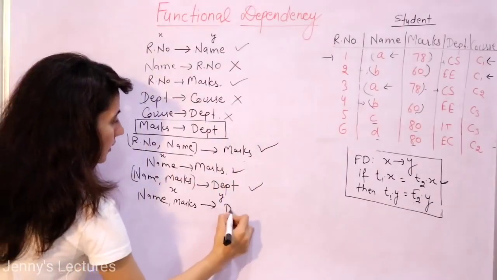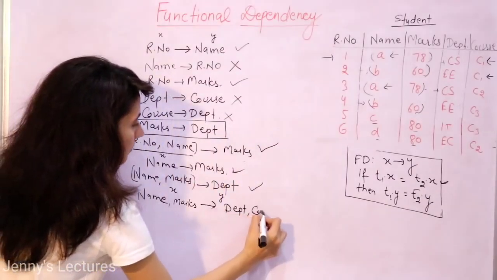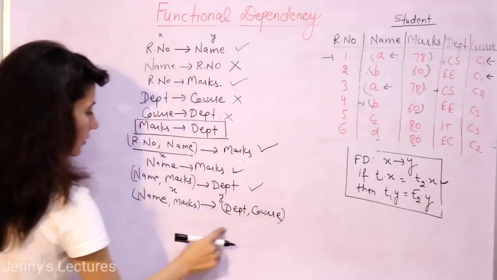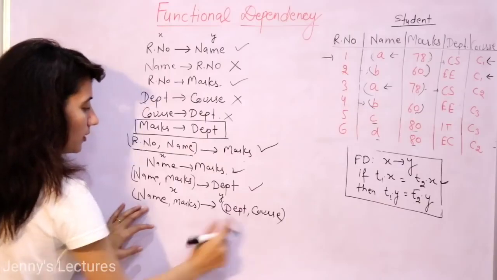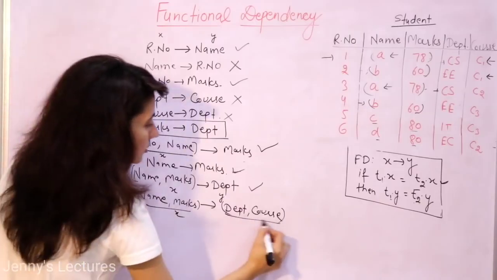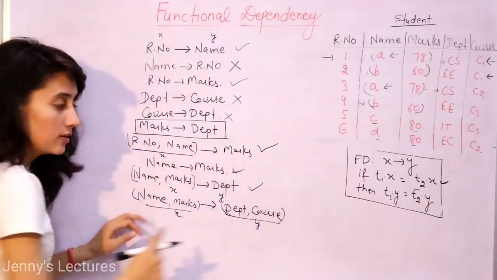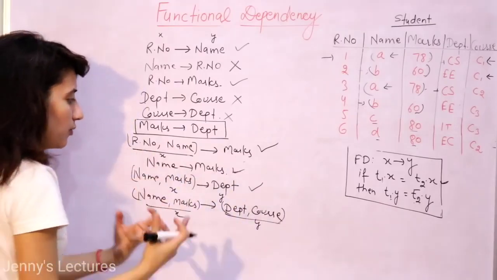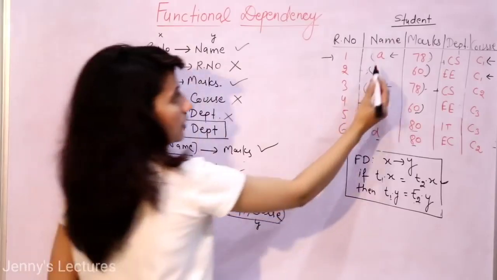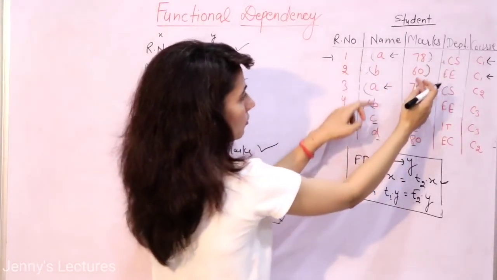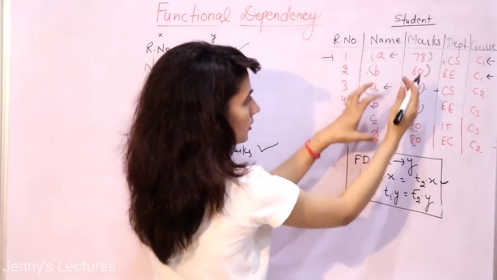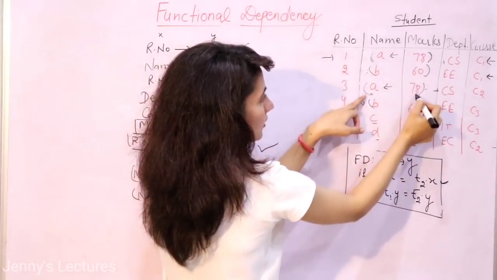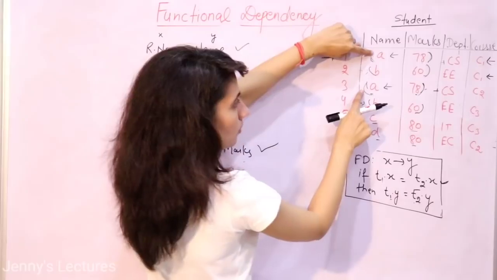Now if I am taking here name, marks determines department, course. Now this complete part is X, and this is Y, right? See, now X and Y are both sets of attributes. How do we check this type of dependency? Name and marks, see the combination. Only check the combination which is repeating. See, in this tuple there is a combination, and in this tuple the same combination. So I am taking these two tuples.